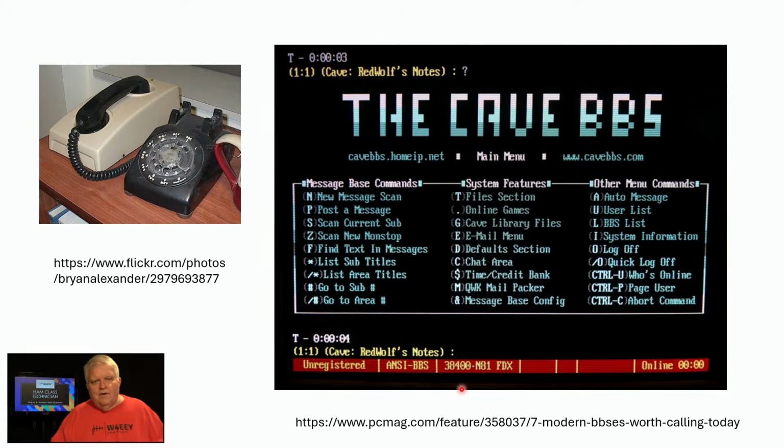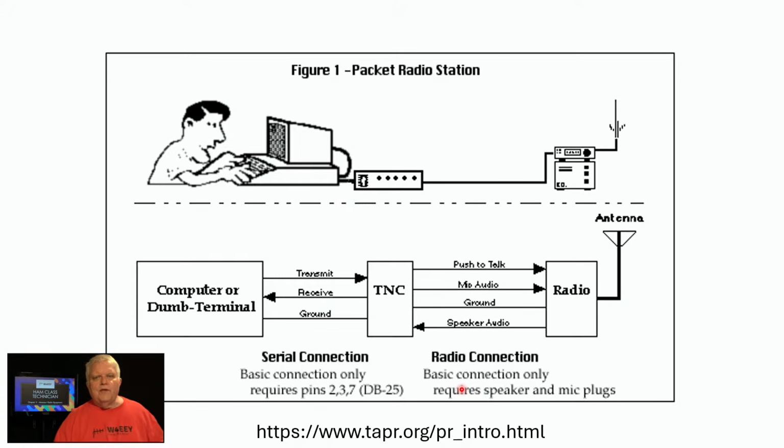And hams, okay, we like to take this wire-based system and put it on radio. So hams came up with packet radio. And packet radio used a computer or even a dumb terminal to connect up to a box that was called a terminal node controller.